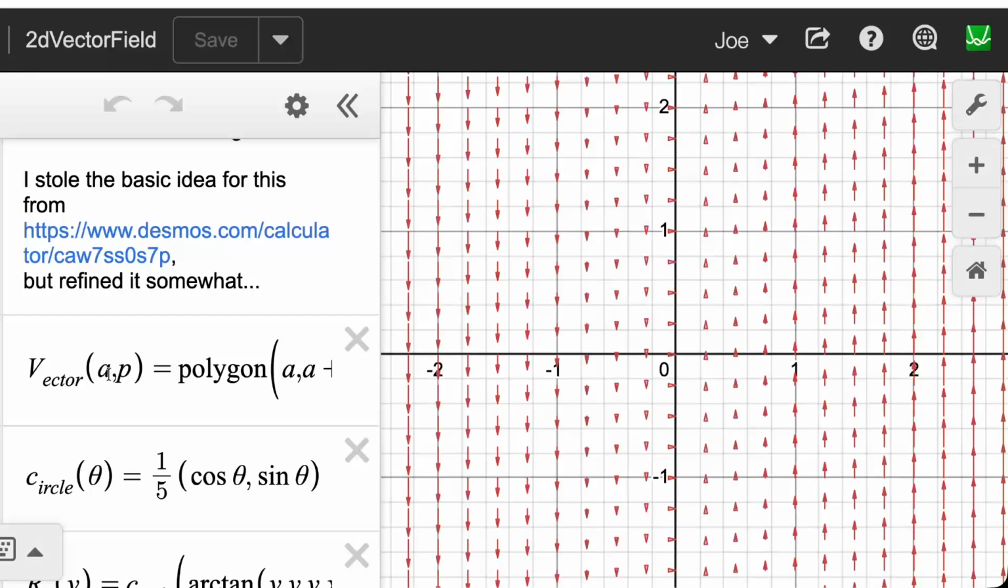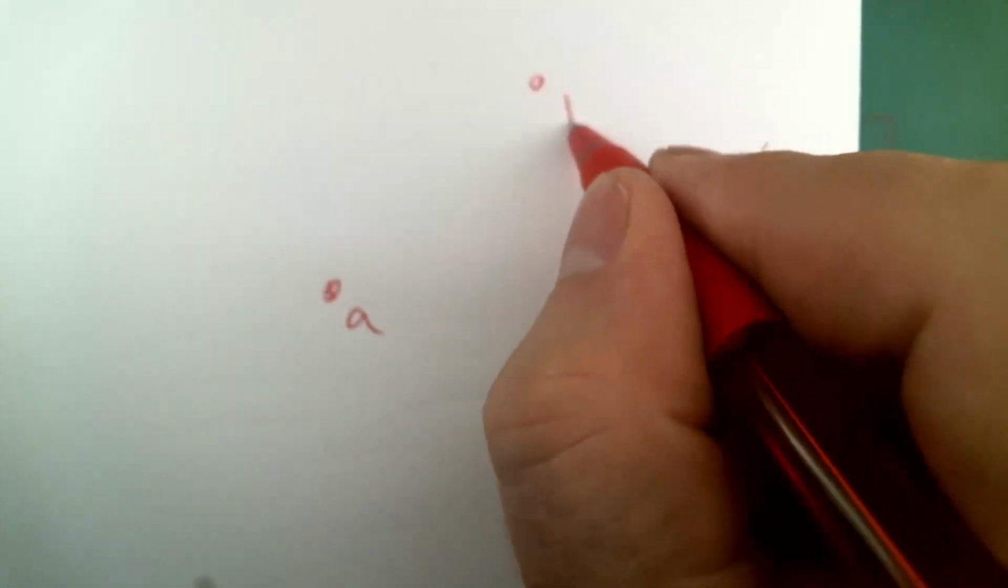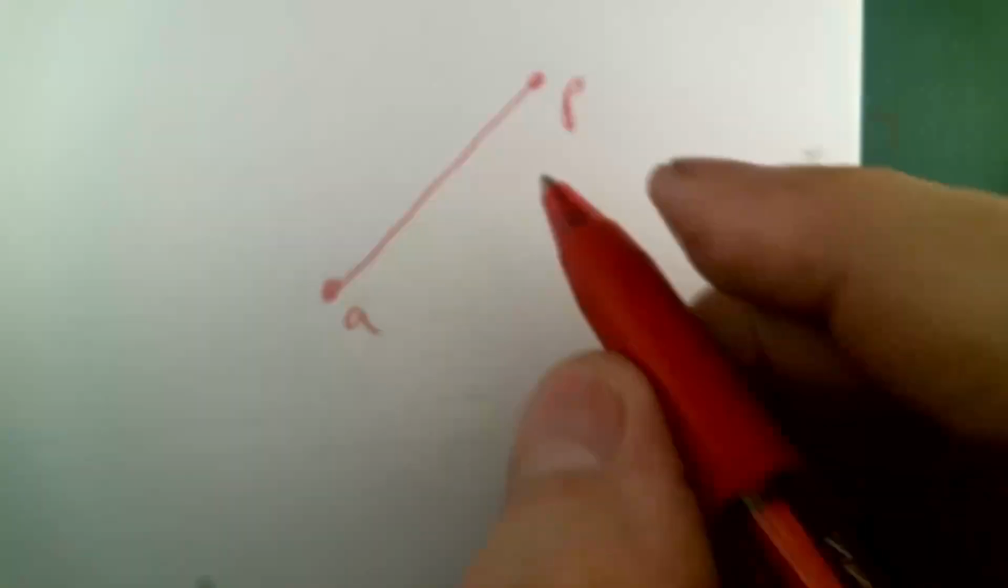This is a function of two things, and those two things will be two-dimensional points, A and P. I don't know why I chose those particular letters, but that's what I did. Let me just show you what that polygon that it's drawing is for a second. You've got a point A and a point P in the plane. What it's going to do is draw from A out to P.